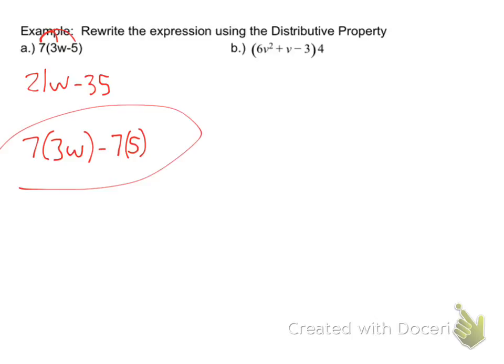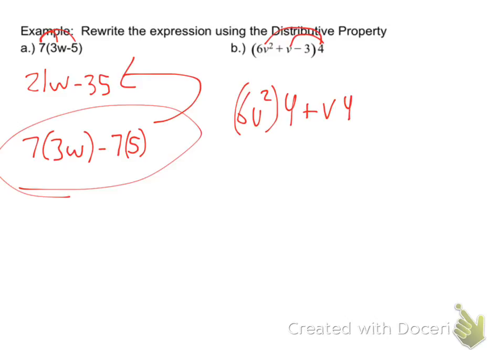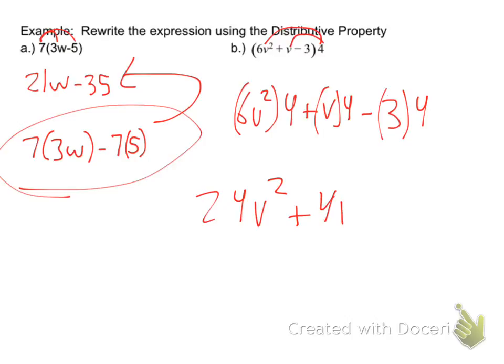Okay? So technically, I should have written this first, which led us to this. I'll show that step here with the 4 on the outside of 6v squared plus v minus 3. 4 times 6v squared is 24, oops, sorry, I'm supposed to write that out. 6v squared times 4 plus v times 4 minus 3 times 4, which then equals 24v squared plus 4v minus 12. See, guys, notice that I did not change the exponents on v and v squared or even w. They went along for the ride.